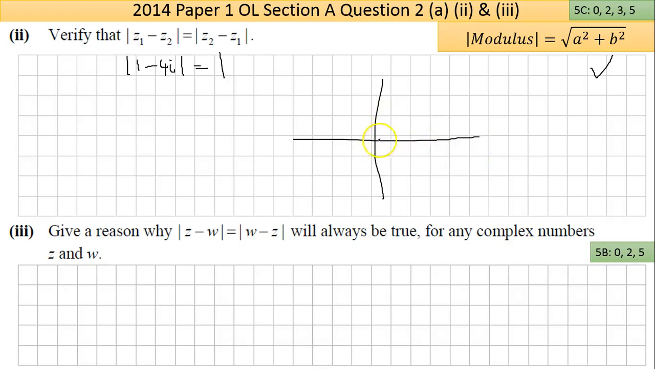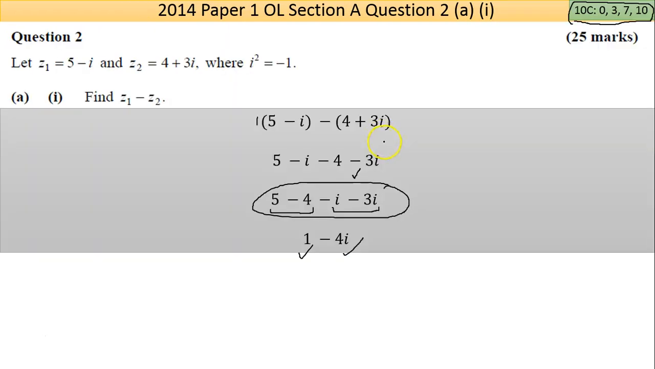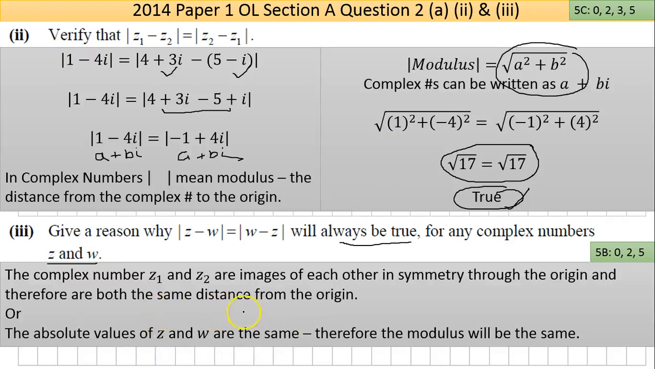1 minus 4i is down here, so 1 minus 4i is probably down here, 1 plus 4i is somewhere up here. You see that they're mirror images of each other, and they're the same distance away from the origin due to that fact. So if they're the same distance away from the origin, then they'll be equal. Those two statements will be equal. And you can say, this is a different reason, that the absolute values of z and w are the same, therefore the modulus will always be the same.